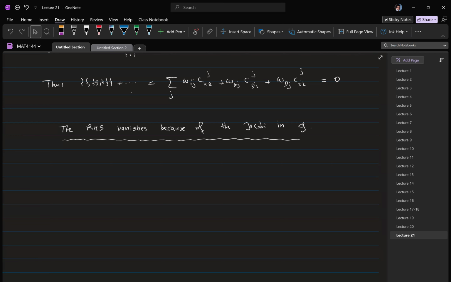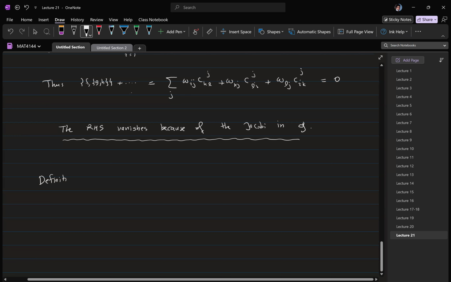Okay, so what is the conclusion right now? We got this Poisson structure on the dual of the Lie algebra, and in some sense we want to get hold of the Poisson structures on the corresponding Lie group G. So maybe I can now define the notion of a Poisson-Lie group. Here's the definition.